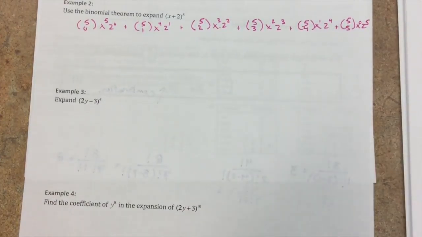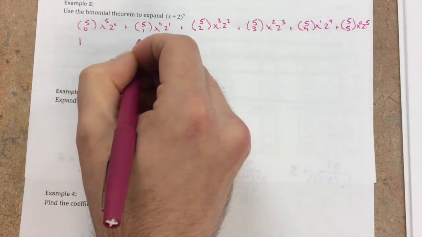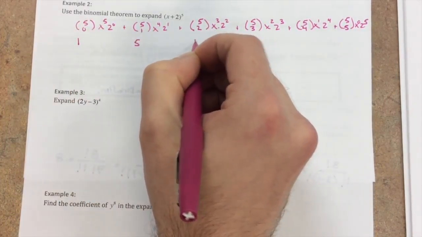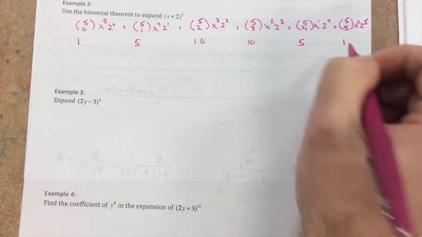Now we could write out all of that, but we already have done this. This is 1, this is 5, this is 10, this is 10, this is 5, this is 1.